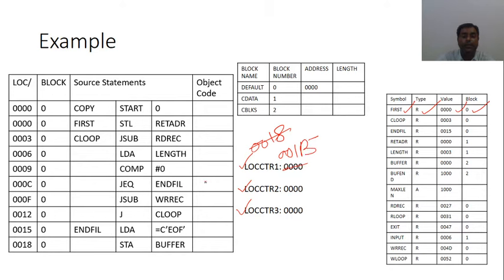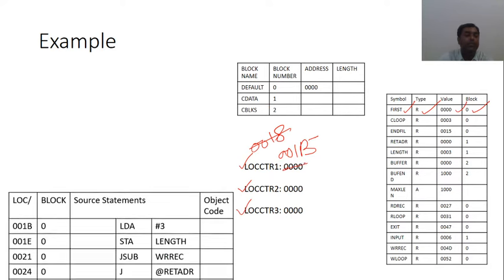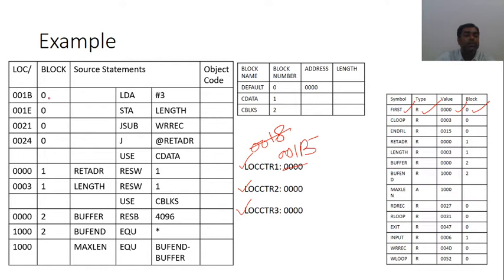For the next instruction, which is from default block, the address will be what? 001B. So, this instruction is from 0th block. So, the address is 001B, this one. This is format 3 instruction. So, the next address will be 001E. This will be 001E.